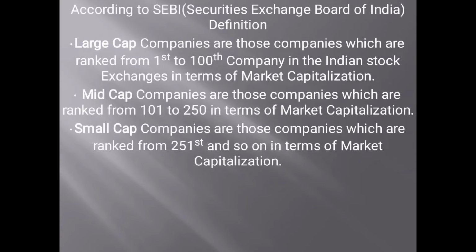Similarly, mid cap companies are those ranked from 101 to 250th in terms of market capitalization. And what are the small cap companies? Small cap companies are those ranked from 251st and so on in terms of market capitalization. So we are seeing here that large cap companies, mid cap companies, and small cap companies are categorized according to the market capitalization of the company. And as we have seen earlier, market capitalization is the market value of a company.